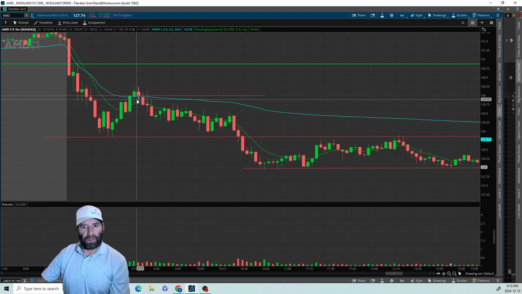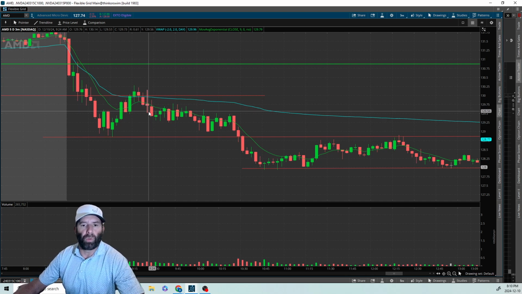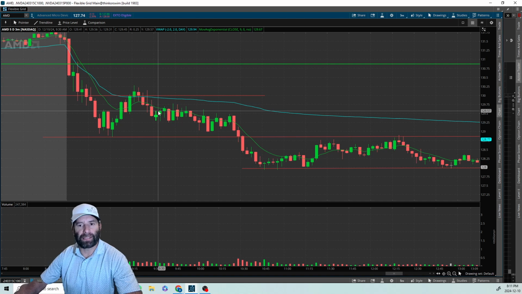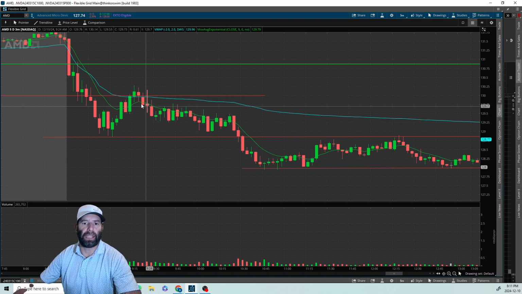So that's the first thing. Where do you risk to? The second thing is, where can I find a place to add to my position? So if I'm right, I want to take much bigger size. And as you can see here, price just kind of faded off, and there's really no strength in the stock.